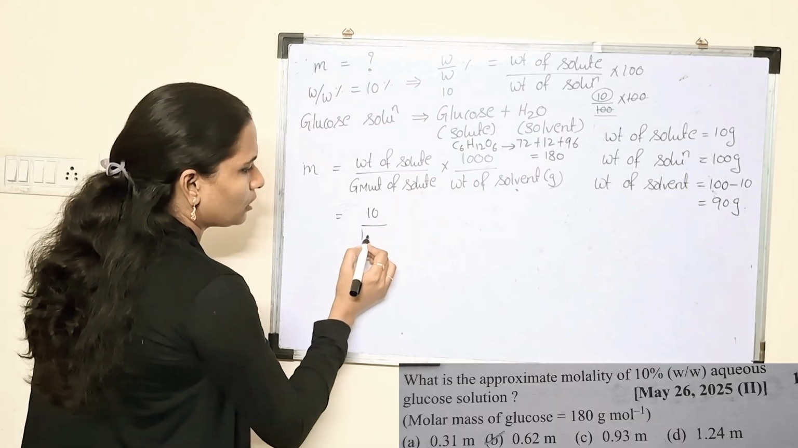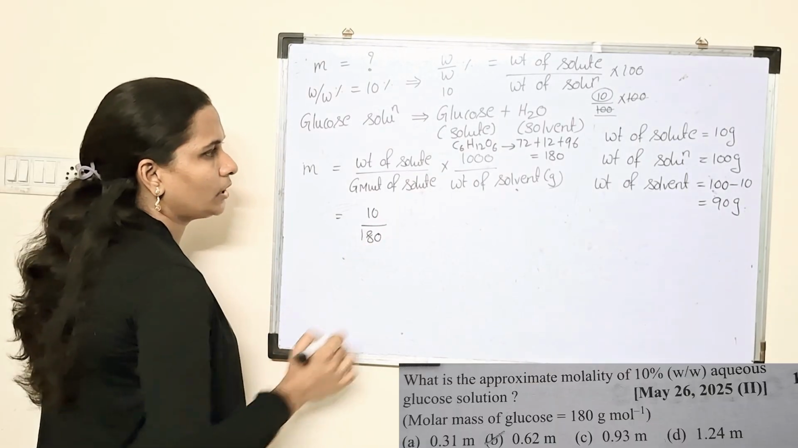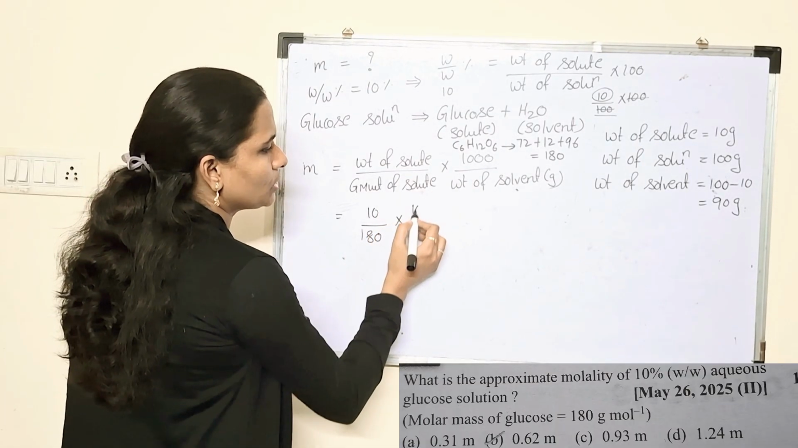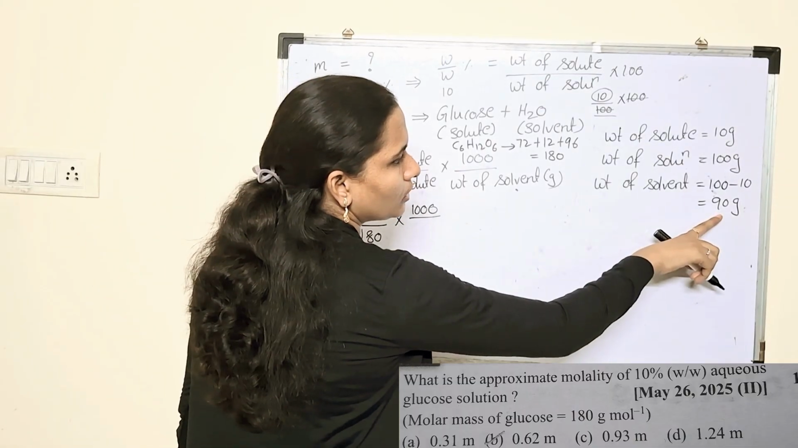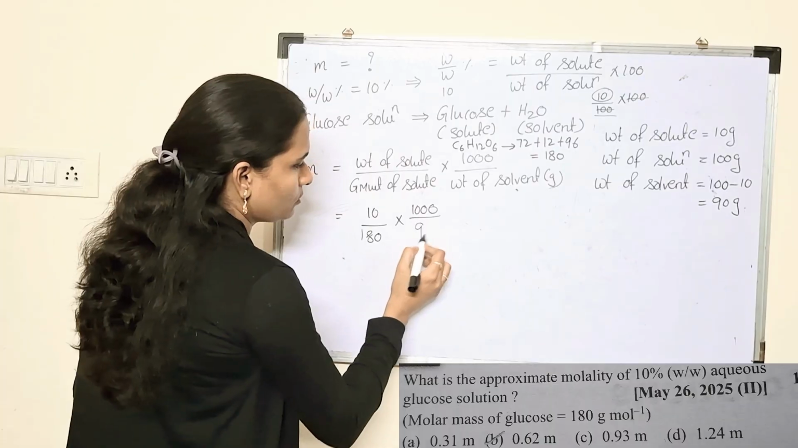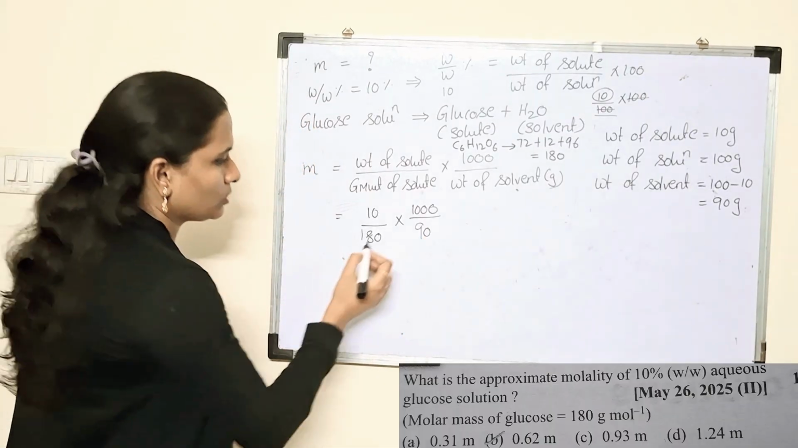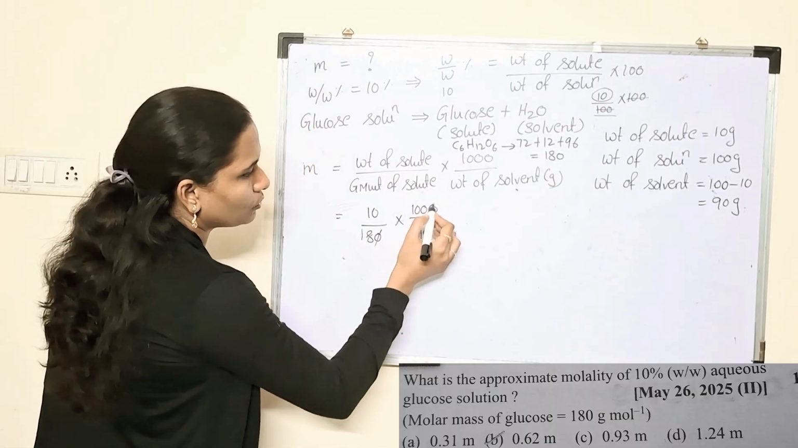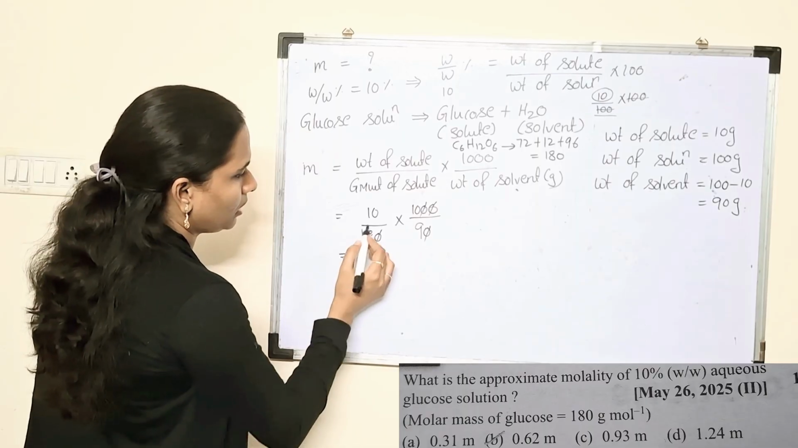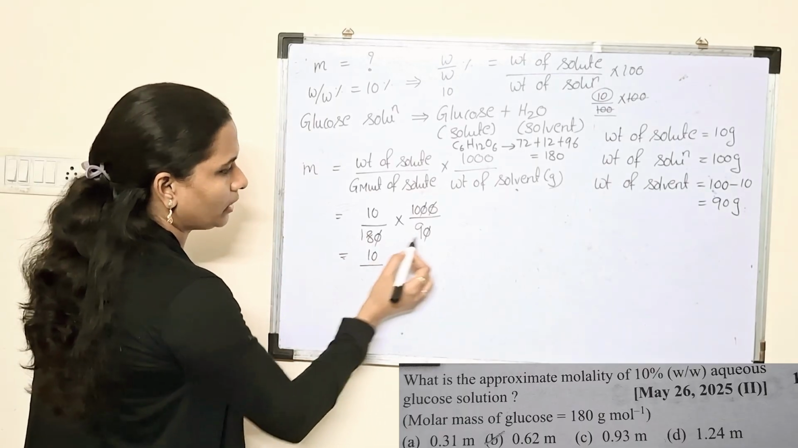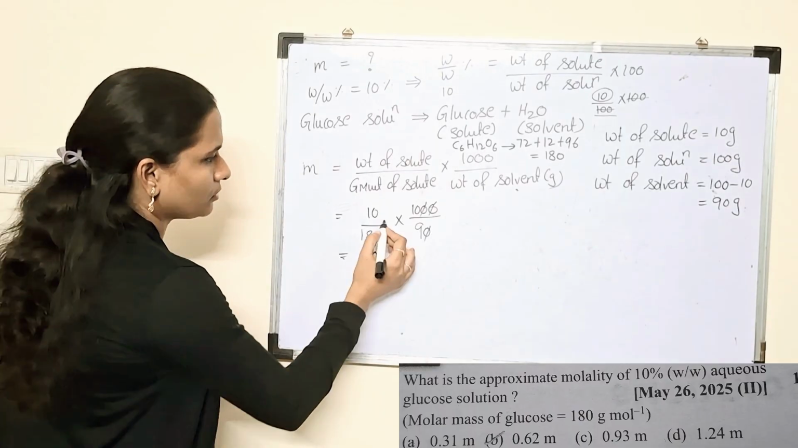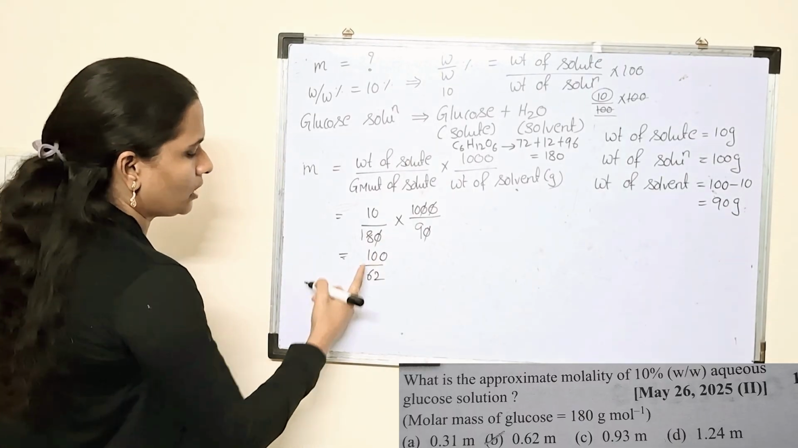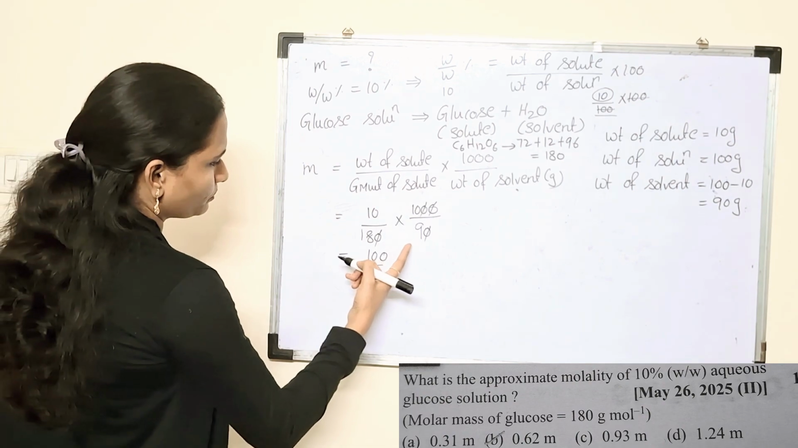So gram molecular weight of solute is 180, into 1000 by weight of solvent. Weight of solvent, how much did we get? 90 grams. So this we have to substitute. Total 2 zeros will be cancelled. Then 100 by 18 nines are 162. So 100 by 162.